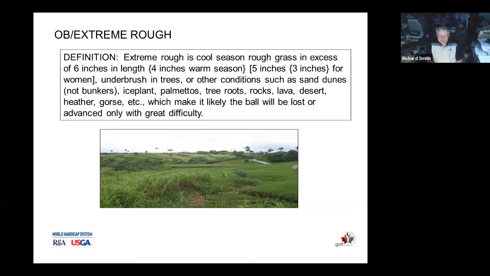The definition of extreme rough: cool season grass in excess of 6 inches in length. We don't have to worry about the warm season stuff. 5 inches for women. Underbrush, ice plant, we don't have that here. Tree roots, though, we have, rocks, just general underbrush. We've got lots of that.